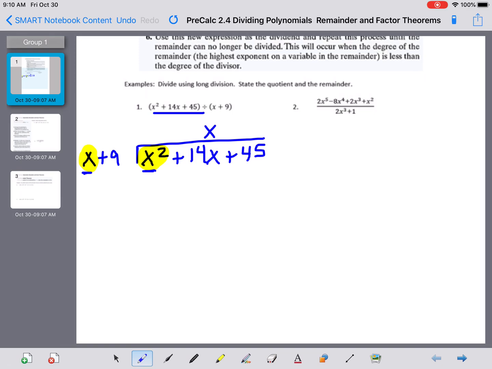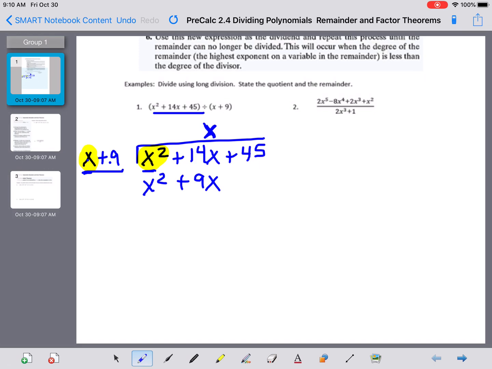Okay, so columns and keeping these in order are super important. Okay, now that I decided I'm dividing, that I go x, I'm going to multiply this x up here back times my x plus 9. So x times x is x squared. I put it underneath the x squared. X times 9 is 9x. I put it underneath the other x term.